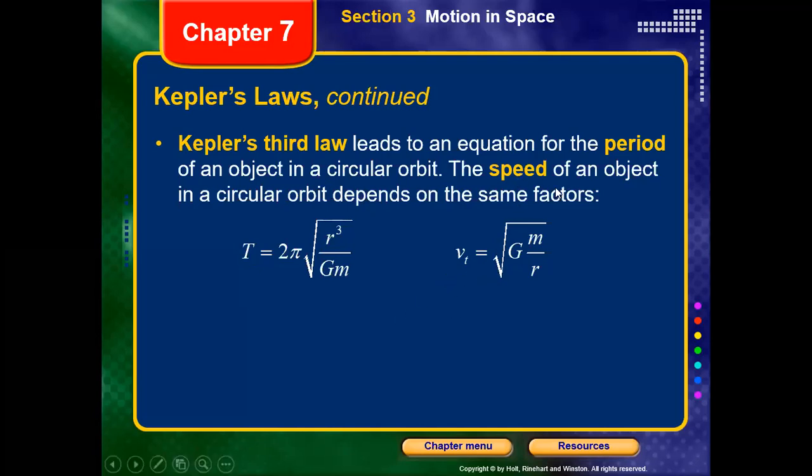VT equals the square root of GM over R. Where did it come from?